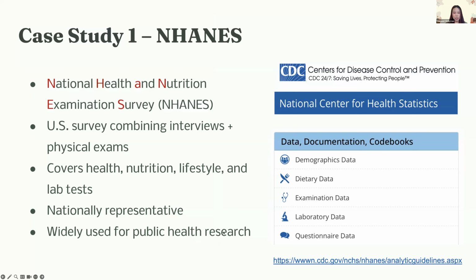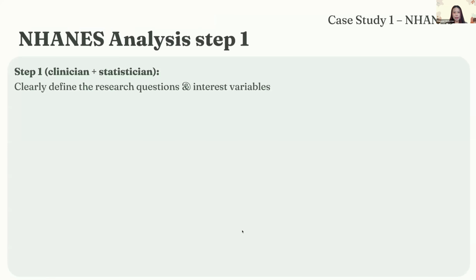Now, let's look at how we actually apply NHANES in a project. Here are the key steps we follow when turning a research question into an analysis. Step 1, and I think this is the most important part, is clearly defining the research questions and key variables. This step is a collaborative process between clinicians and statisticians. Clinicians bring the clinical perspective, they understand what's meaningful in practice, while statisticians help translate those ideas into measurable variables.